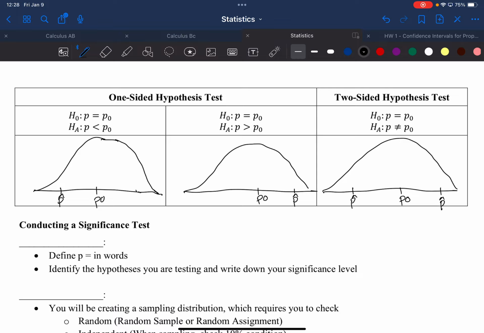Now we're going to establish our p-values. And remember, our p-values are the area under the curve either before or after our p hat value. So bringing a little calculus into this.